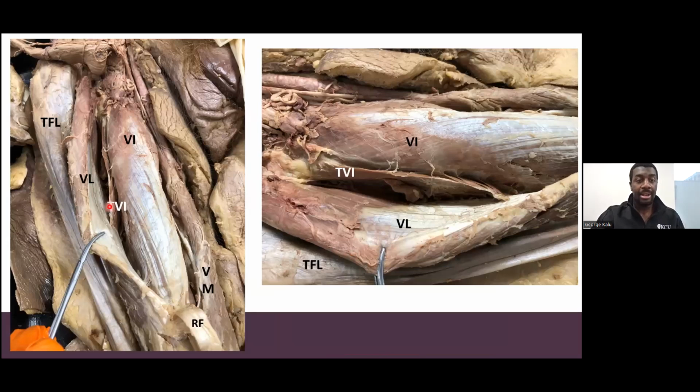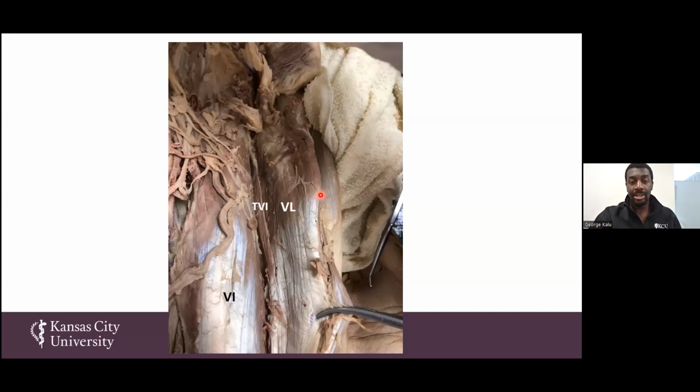Here's another picture. So again, here is tensor fascia lata on the lateral side. Here's vastus lateralis, vastus intermedius here, and we can see our TVI running from vastus intermedius all the way down and joining with vastus lateralis more distally. Okay, and again, joining with the tendon there. And here's just another angle of the same cadaver. Okay. Here's another picture, and again, here we see the TVI running from vastus intermedius down to vastus lateralis.